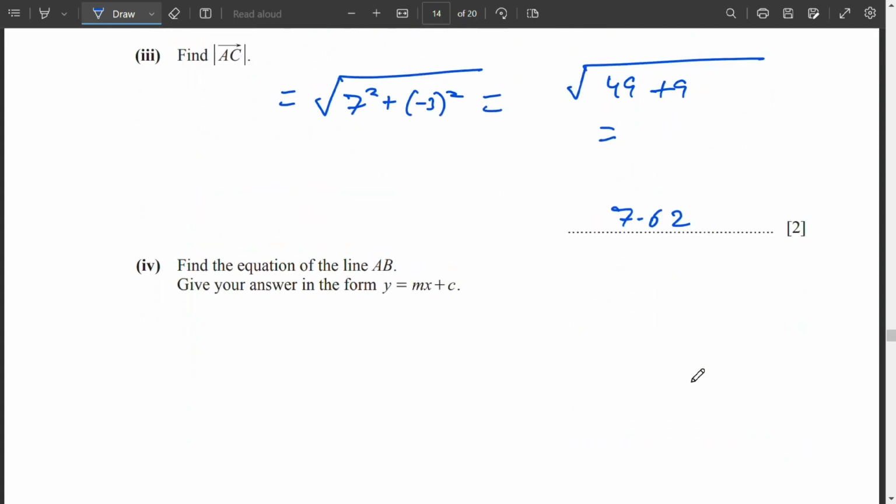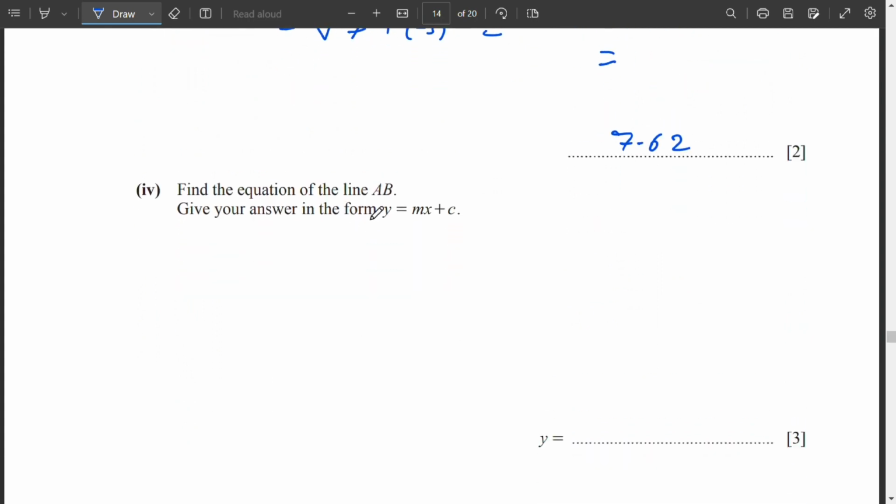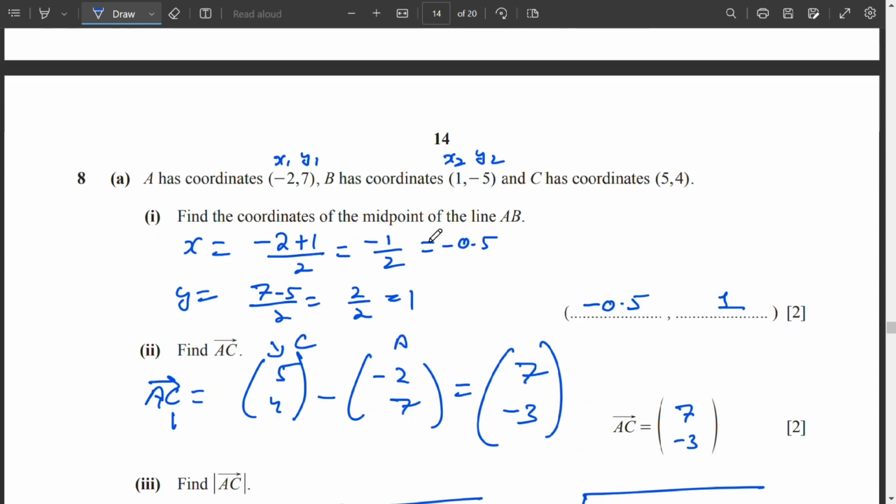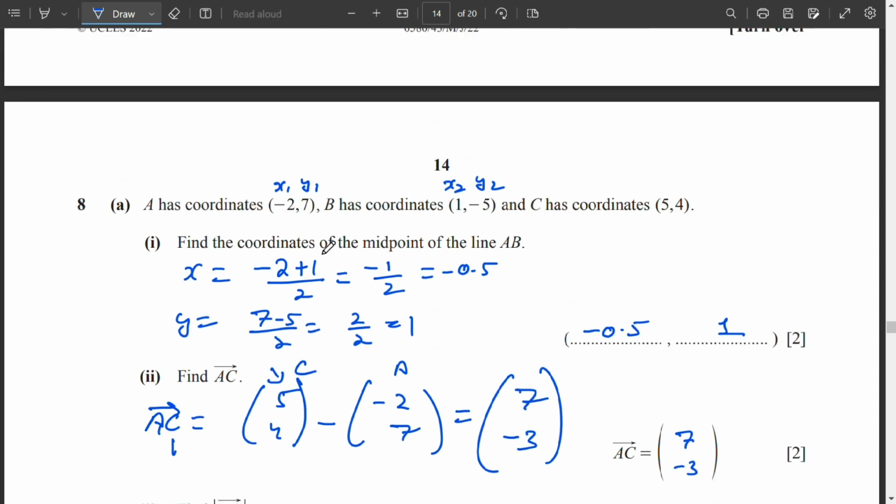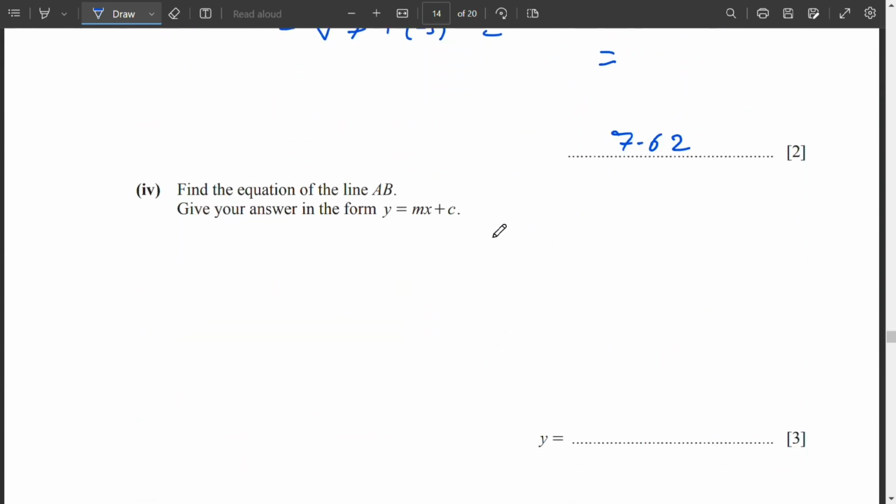Fourth part. Find the equation of line AB. Give your answer in the form y equal to mx plus c. So we have the points A, minus 2, 7, and B, 1, minus 5. Let me write it over here. A is minus 2, 7. B is 1, minus 5. Take this as x1, y1, x2, y2.